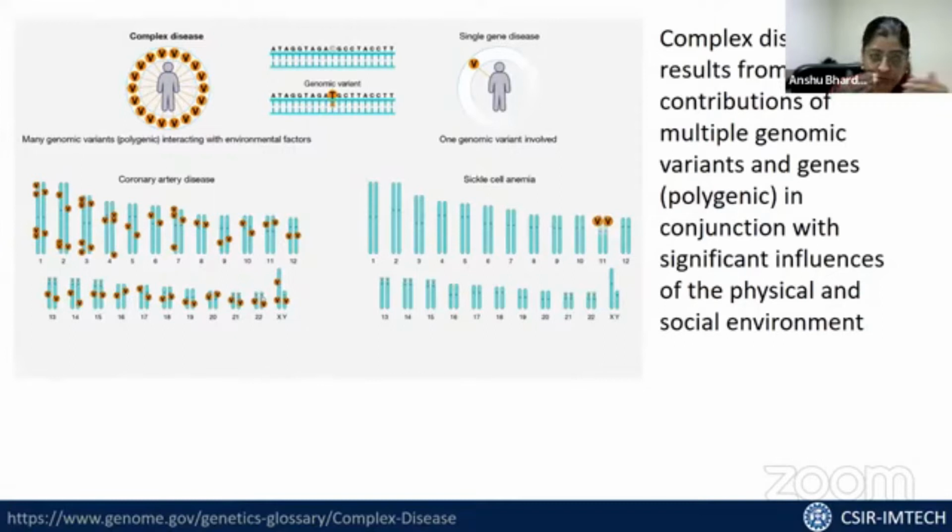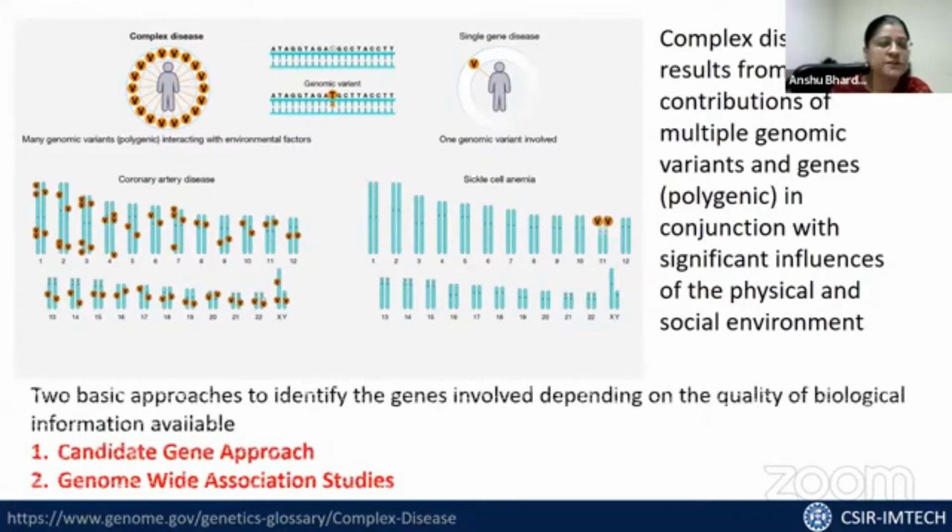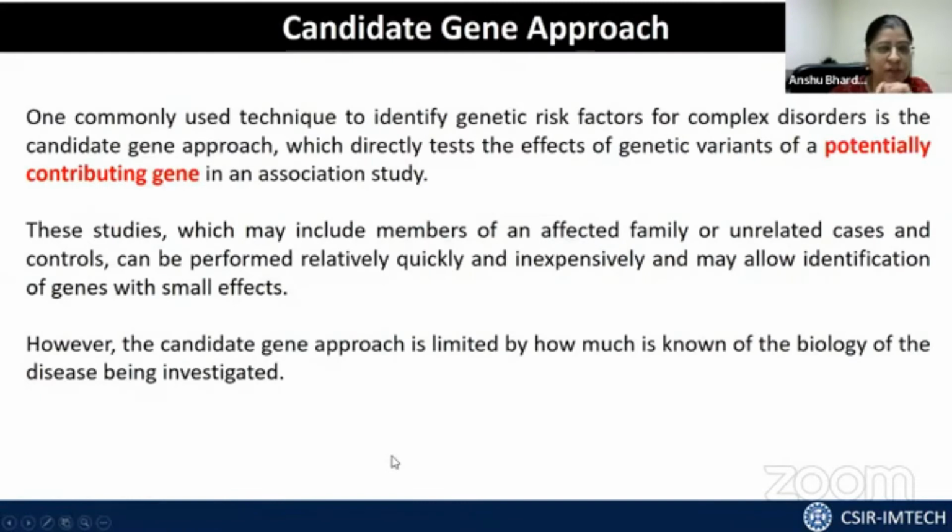In order to address this challenge, there are two basic approaches that are applied. One, we call it the candidate gene approach. The other one is genome-wide association studies. And we'll very quickly look at both of them. What do you mean by candidate gene approach? So in a candidate gene approach, what you are actually doing is basically making an intelligent guess.